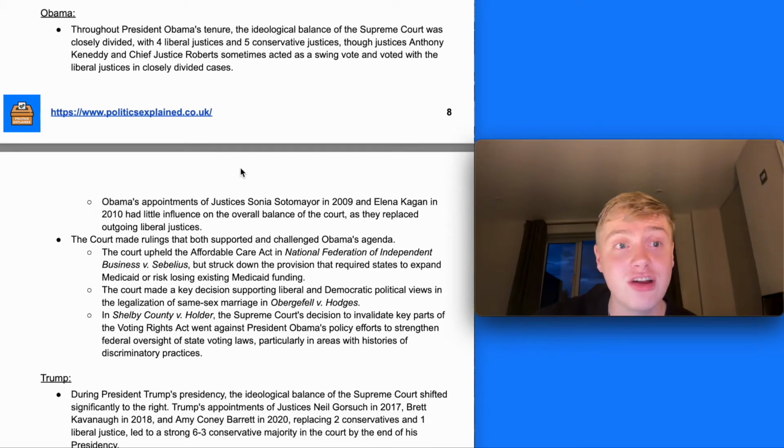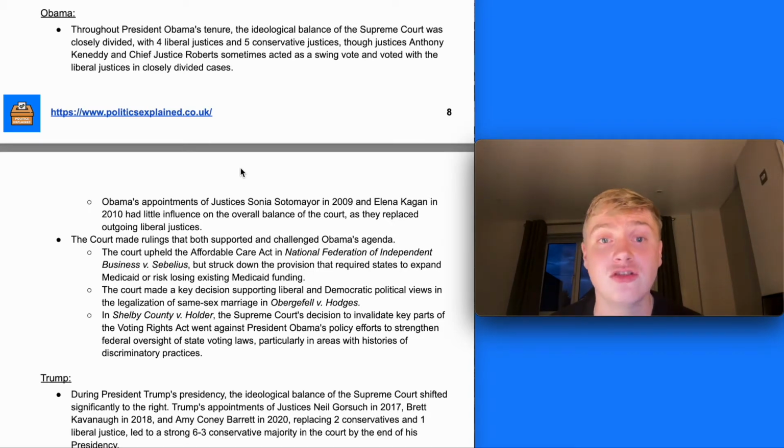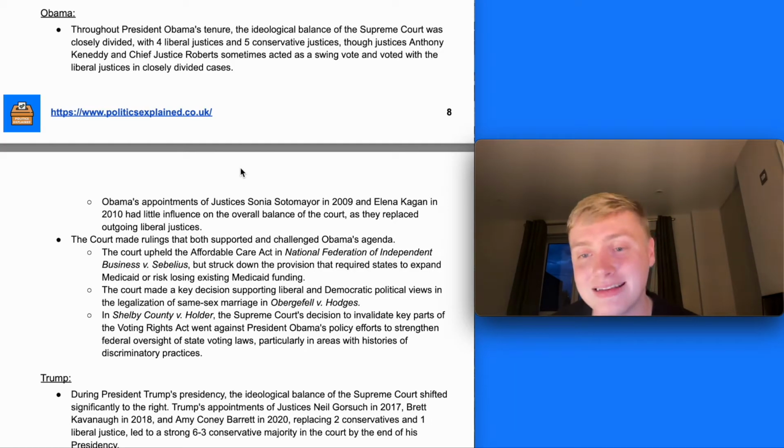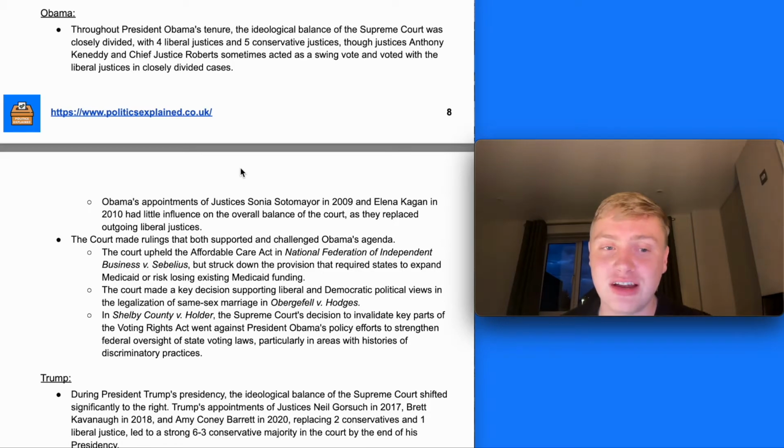In terms of the Obama administration, throughout Obama's tenure, the ideological balance of the court was closely divided, with 4 liberal justices and 5 conservative justices. Though Justice Anthony Kennedy and Chief Justice Roberts sometimes acted as a swing vote and voted with liberal justices in closely divided cases. Obama's appointments of Sonia Sotomayor in 2009 and Elena Kagan in 2010 had little influence on the overall balance of the court, as they replaced outgoing liberal justices. And the court made rulings that both supported and challenged Obama's agenda. So in the Sebelius case in 2012, it struck down the provision of the Affordable Care Act that required states to expand Medicaid, but upheld the rest of the Affordable Care Act.